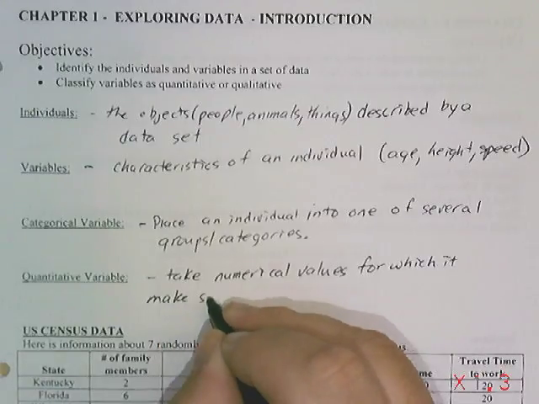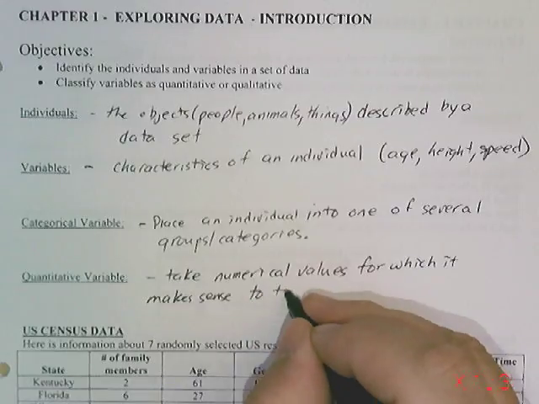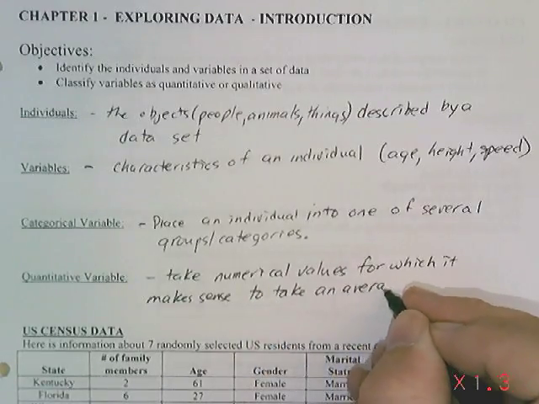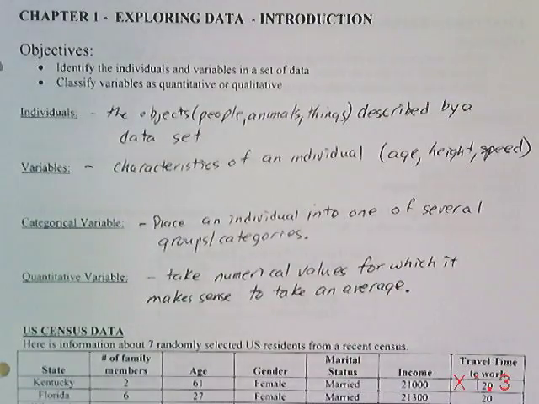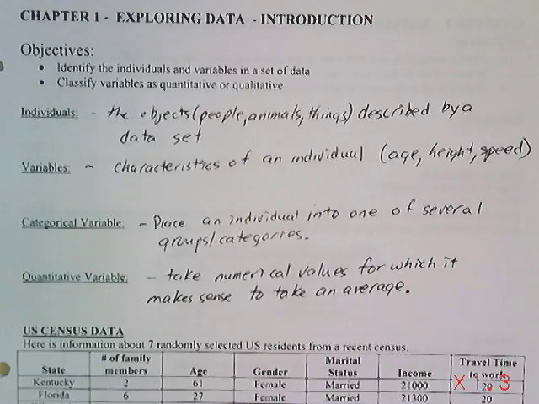So for an example, let's look at some U.S. Census data. Here's some information about 7 randomly selected U.S. residents from a recent census. And so we've got information about what state they're from, how many family members are in their family, their age, their gender, their marital status, income, and their travel time to work. Okay. So who are the individuals in this data? Well, they're the 7 U.S. residents, randomly selected from the census.